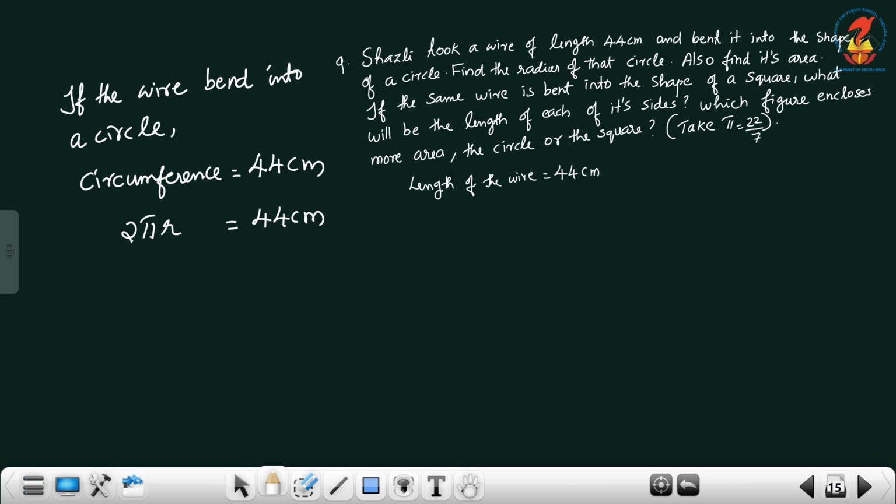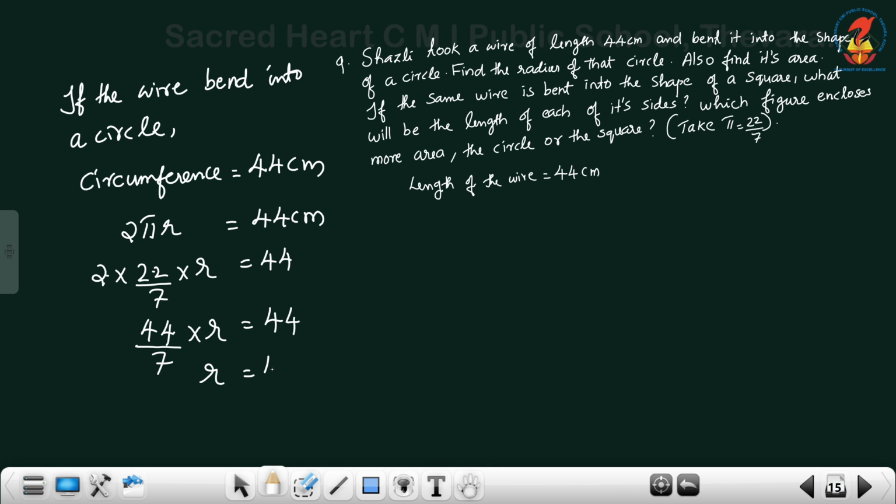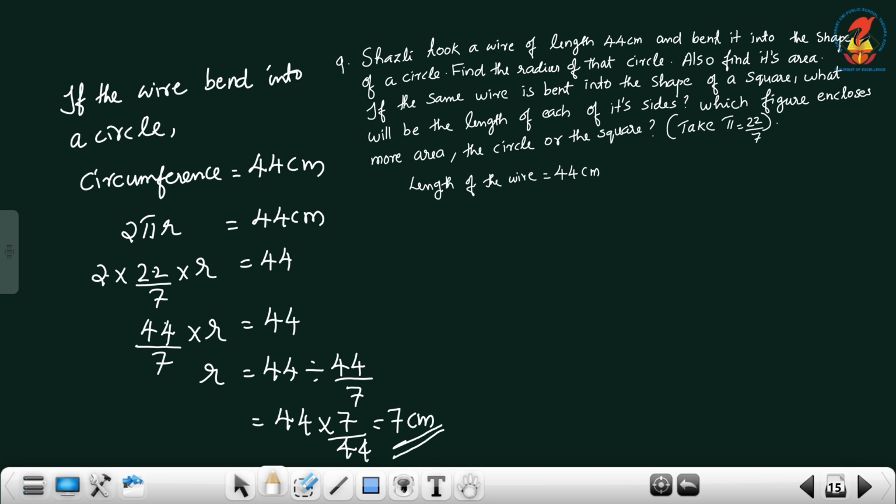Pi value is already given, that is 22 by 7. 2 into 22 by 7 into r equal to 44 centimeter. Okay, 2 into 22, 44 by 7 into r equal to 44. r equal to 44, moving 44 by 7 to this side, divided by 44 by 7, equal to 44 into 7 by 44 equal to 7 centimeter. Okay, radius 7 centimeter.